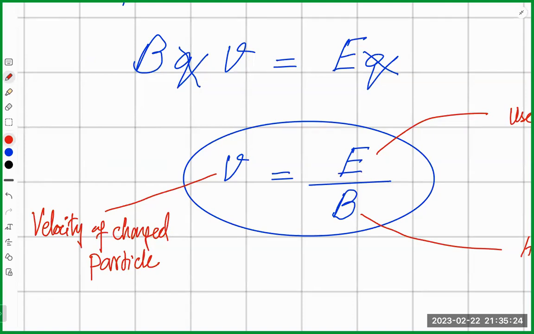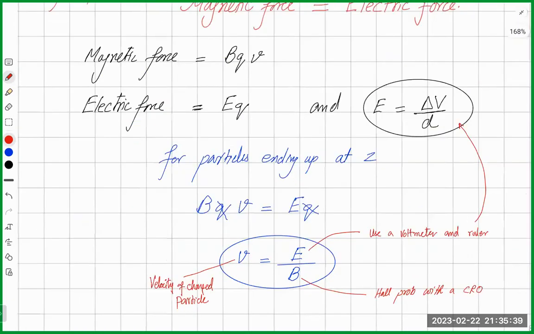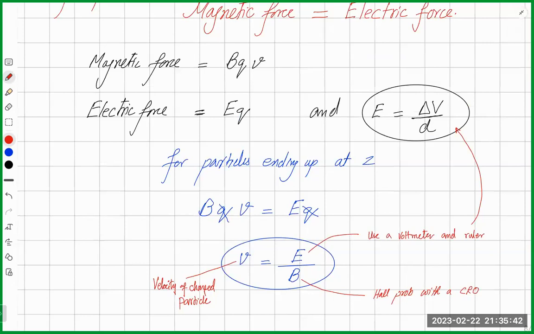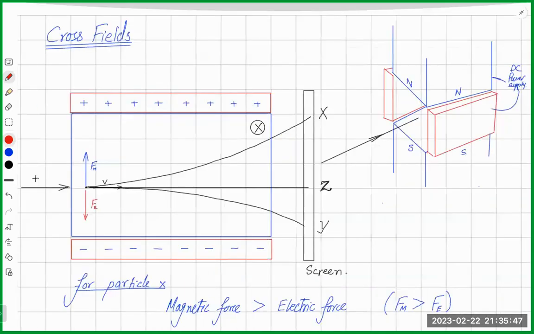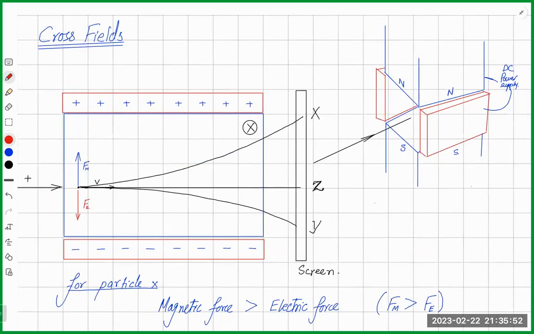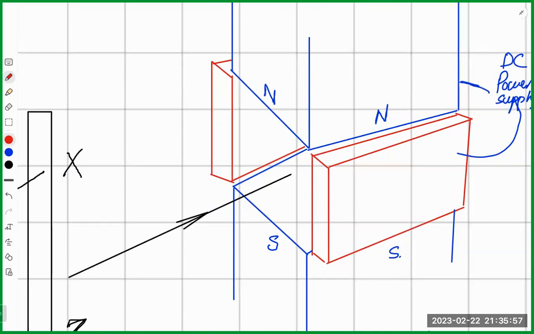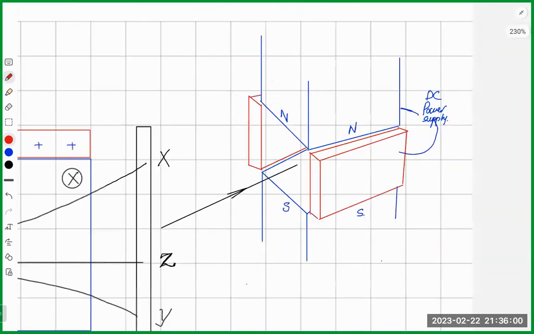And these things are very easy to measure. Yes, you need to be very skillful to set up this apparatus, but to measure these quantities, it is very easy. So this is the solution for finding the speed of charged particles when they are moving in cross field. Why do we call it cross field? Because the electric field and the magnetic field are perpendicular to one another. Look, the magnetic field is from top to bottom, and the electric field is side to side. So this is why we call it cross field.